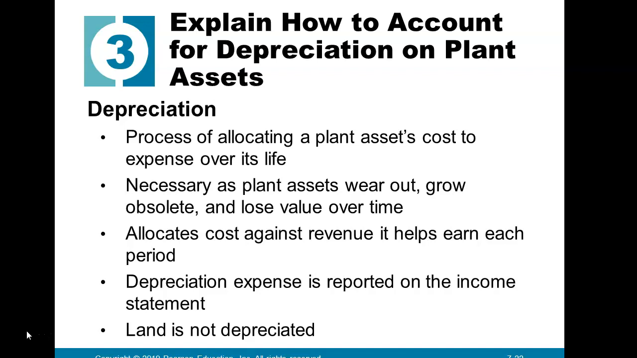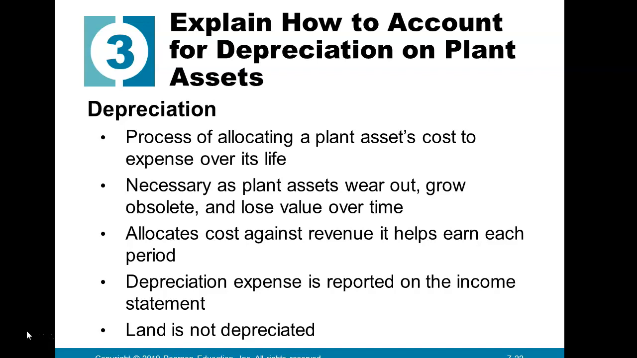What depreciation does is allocate that expense against the revenue the asset helps generate during each period. So we're systematically matching the expense with the appropriate revenue that asset generates in the appropriate year. It's a very classic example of the matching principle and consistent with the accrual basis of accounting.